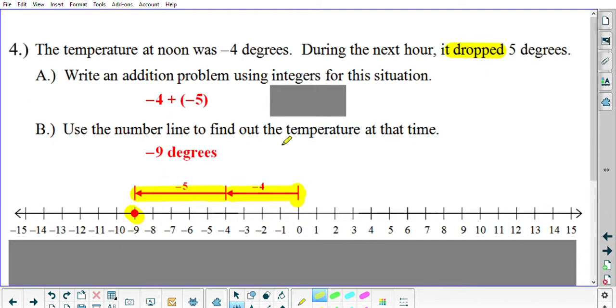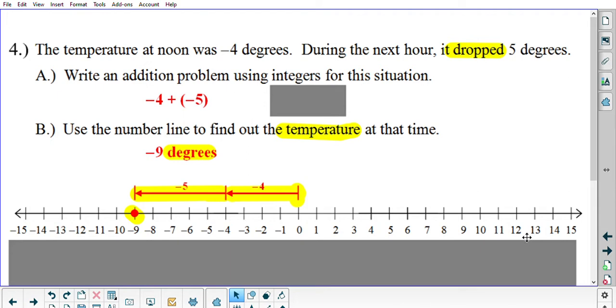And then we have to write the final answer to the problem, because it said to find out the temperatures. Real life problems should have real life answers. That's why the word degrees is required, unless you want to put the tiny little o on the top right of the negative 9 for the symbol of degrees. That would be acceptable as well.